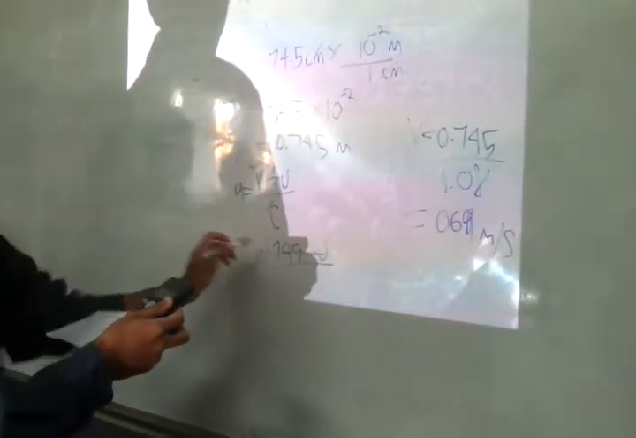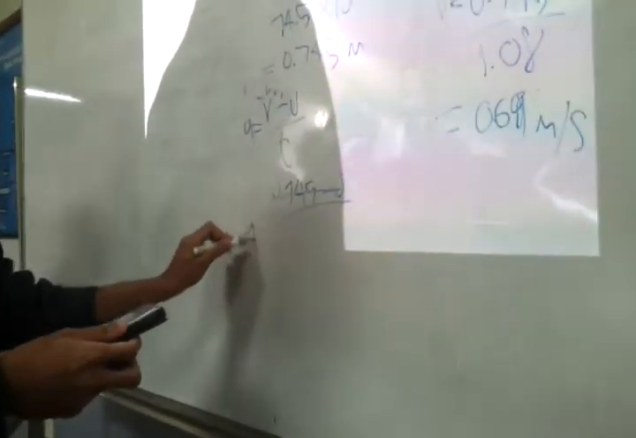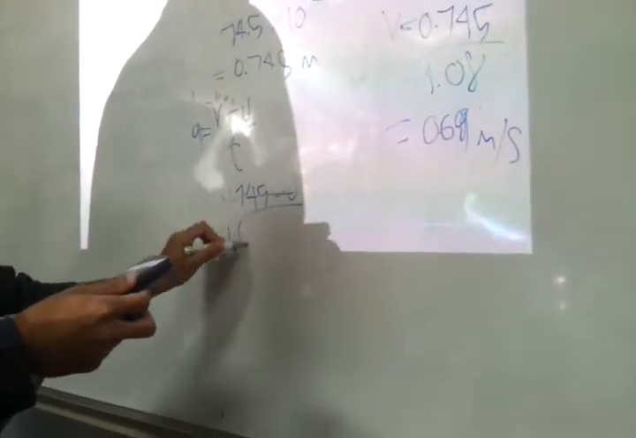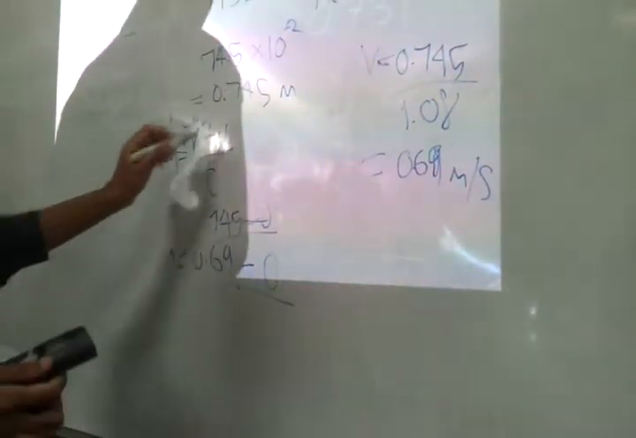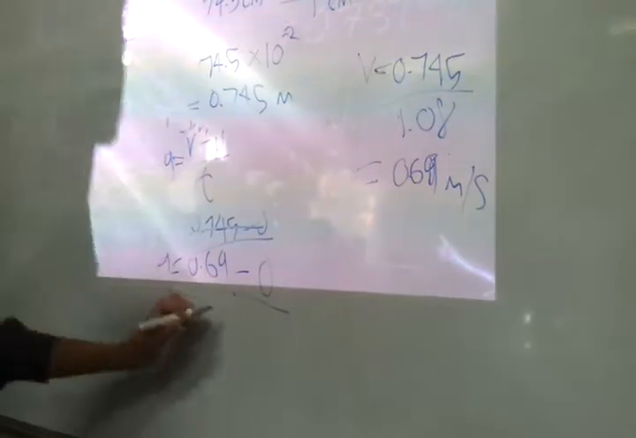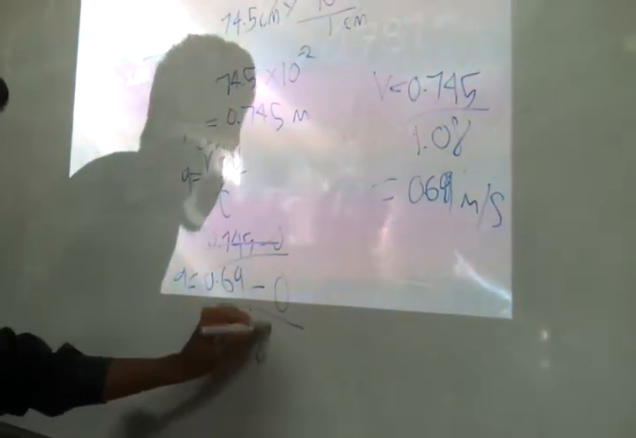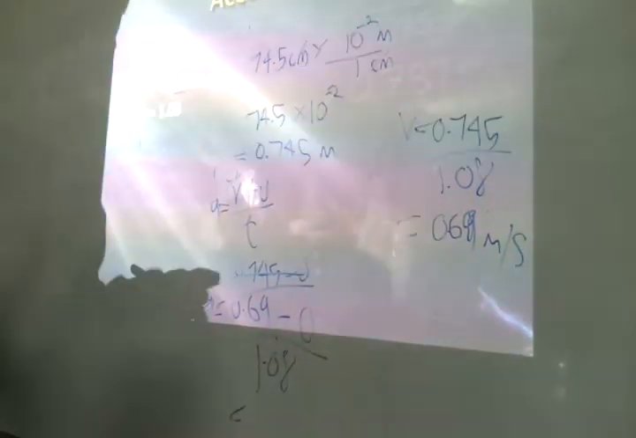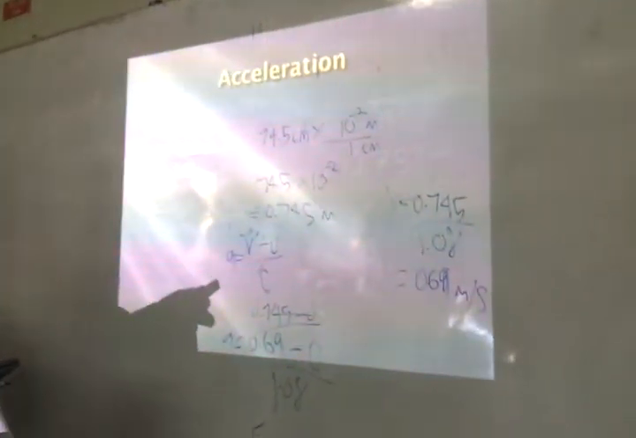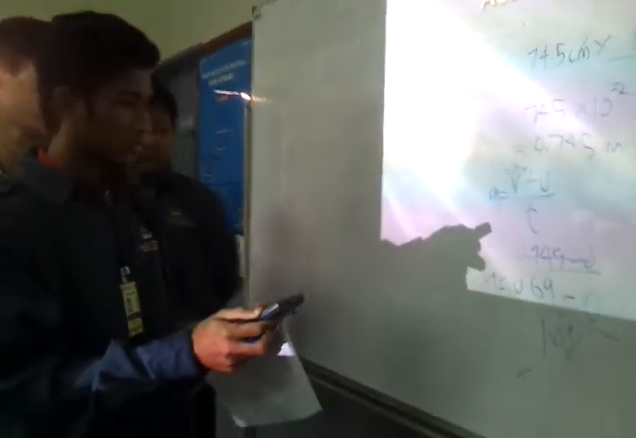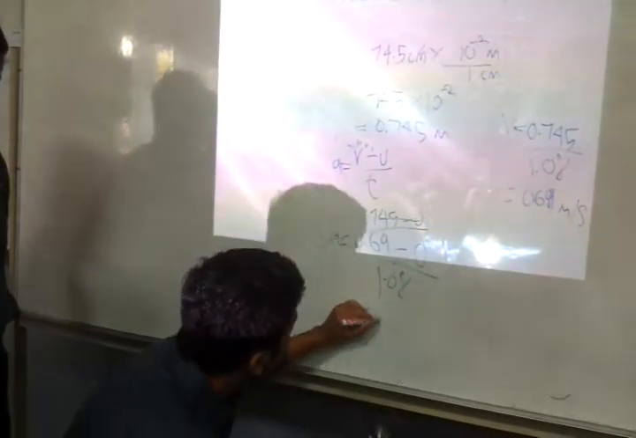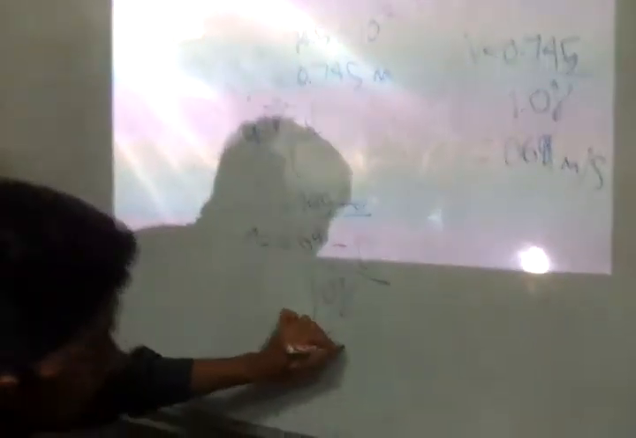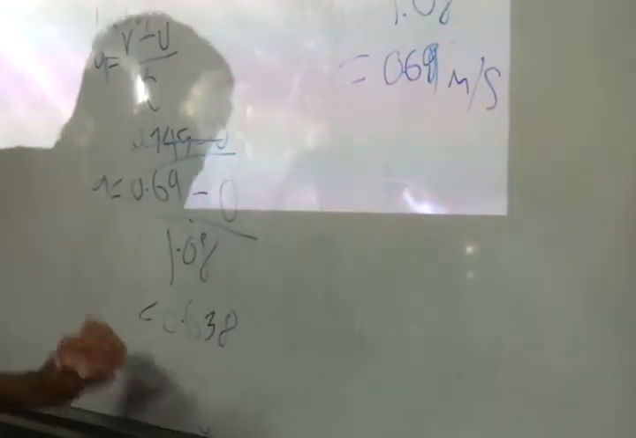So the answer, acceleration is 0.69 minus 0 over time. Time will be 1.08. So the answer is 0.38 meter per second square.